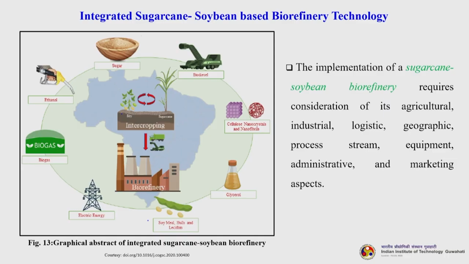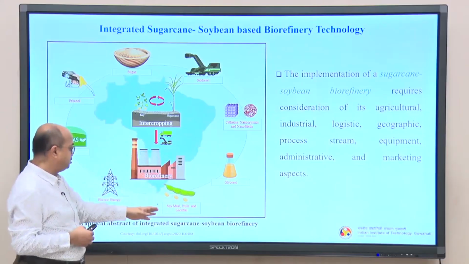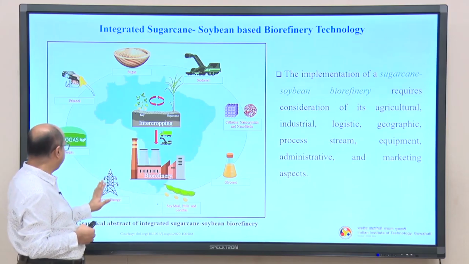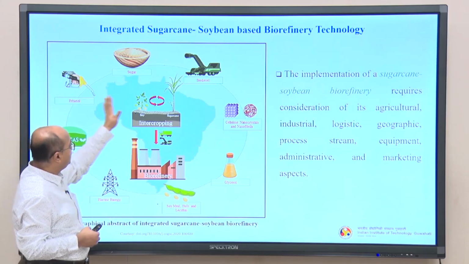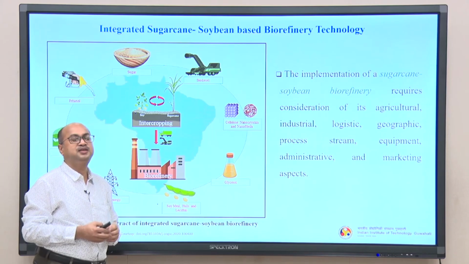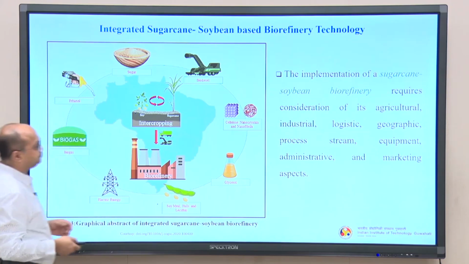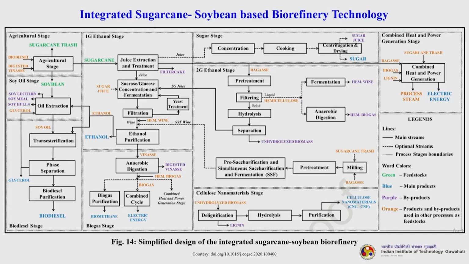So, you can see this sugar gets converted to biodiesel, cellulose, nanocrystal, nanofibril, glycerols, then soya meal, hulls and lecithin, electrical energy, biogas, ethanol. So, this is in combination with various other processes and is a classical integrated refinery in which there are two substrates basically. So, this is the simplified design of the integrated sugarcane soybean refinery. This is the agricultural stage, this is the 1G ethanol stage, this is the sugar stage and the final one is the combined heat and power generation stage, the CHP stage.